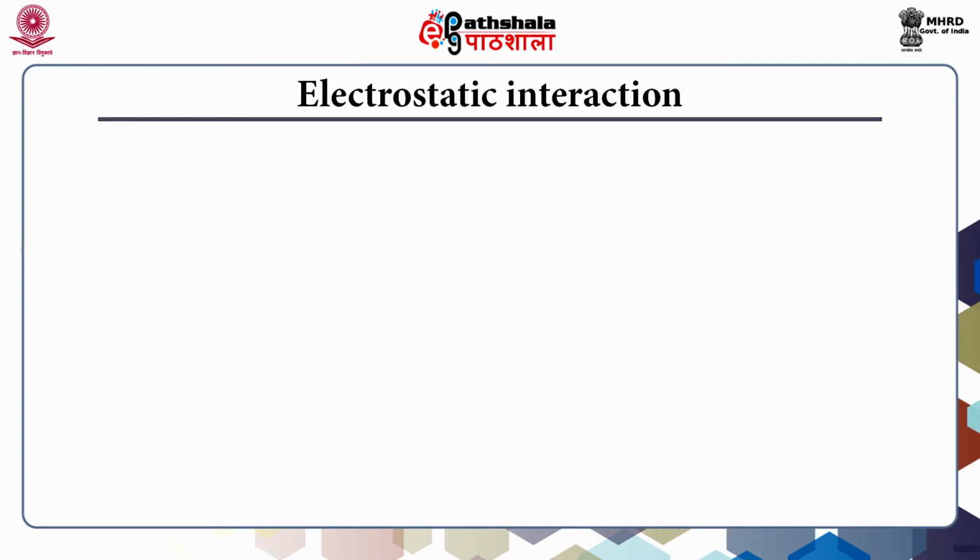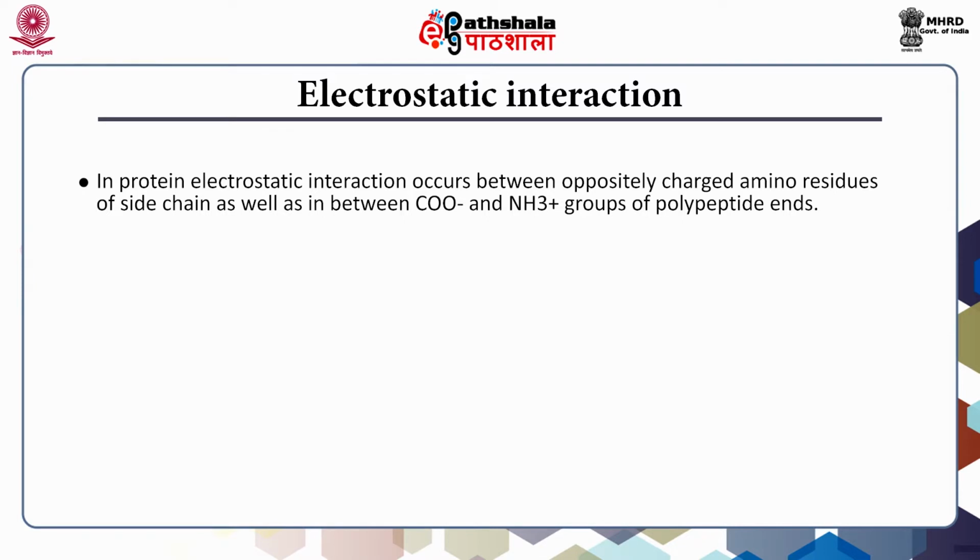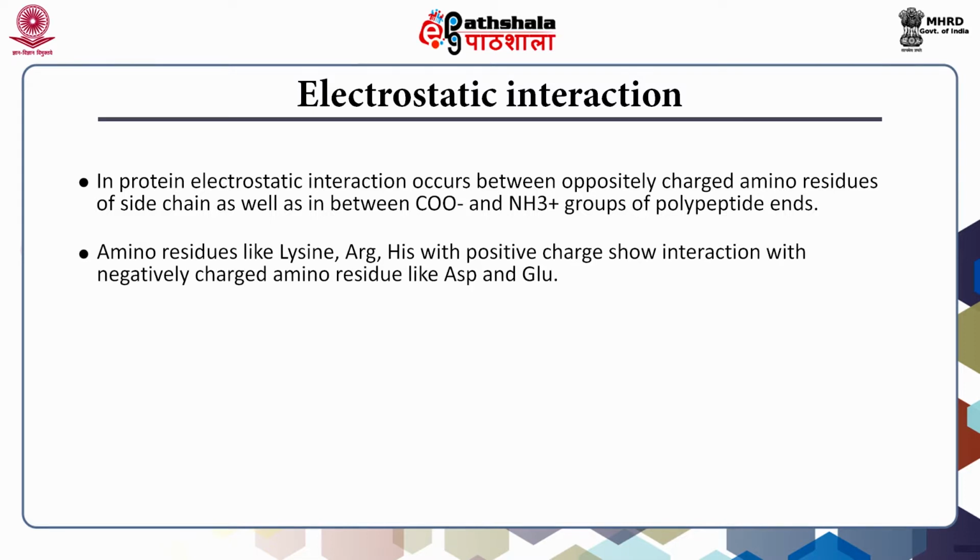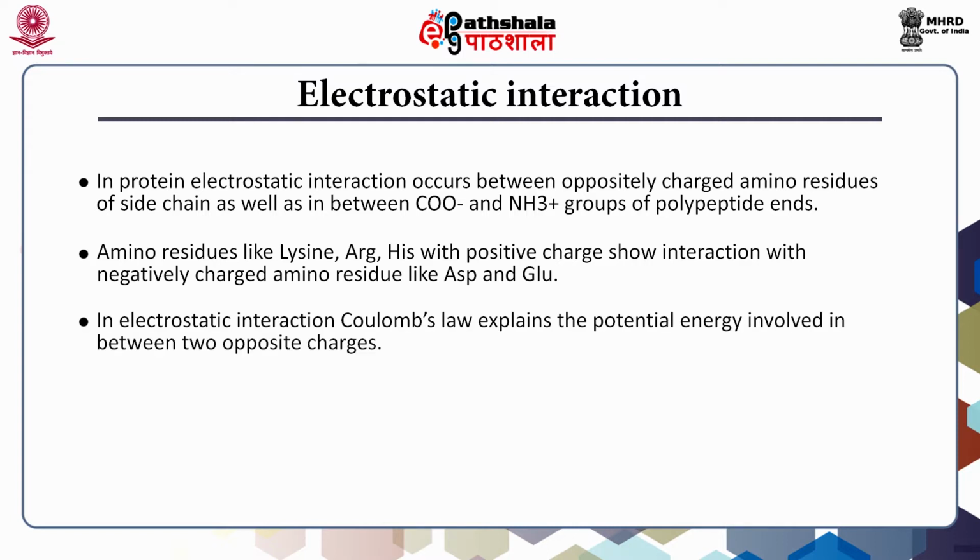Electrostatic interactions. In proteins, electrostatic interactions occur between positively charged amino acid residues of side chains, as well as between carboxyl and amino groups of polypeptide ends. Amino acid residues like lysine, arginine, and histidine, with positive charge, show interaction with negatively charged amino acid residues like aspartate and glutamate. In electrostatic interaction, Coulomb's law explains the potential energy involved between the two opposite charges.